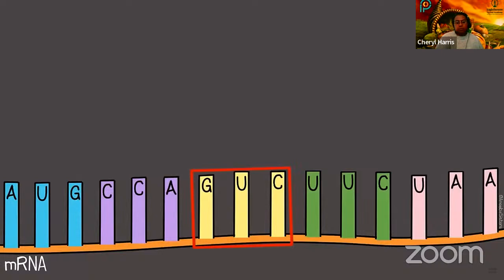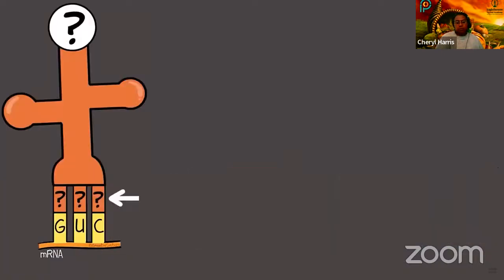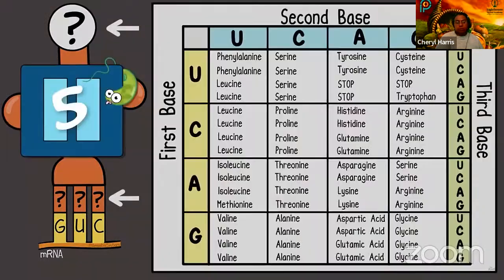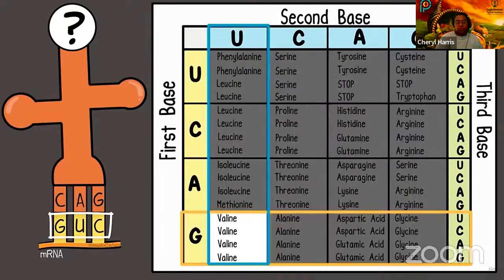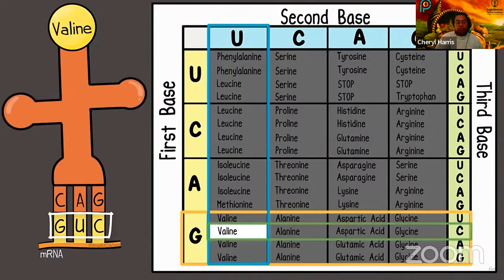All right, the third codon, GUC. This time we need you to determine the tRNA anticodon and also the amino acid that tRNA would be carrying. Pause the video to determine those. The anticodon, based on the base pairing rules, would be CAG. But we used the mRNA codon for this codon chart, and when you used it, showing this in slow motion here, you should have gotten the amino acid valine.